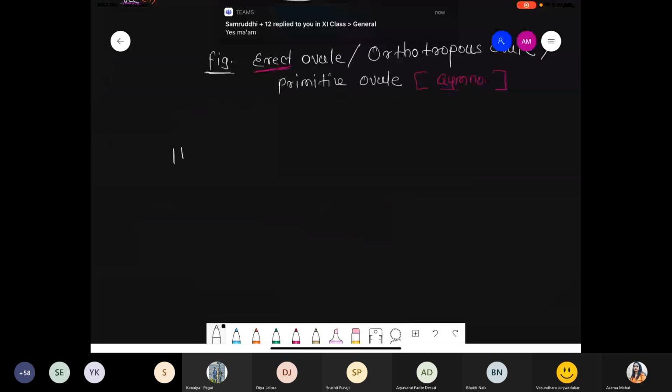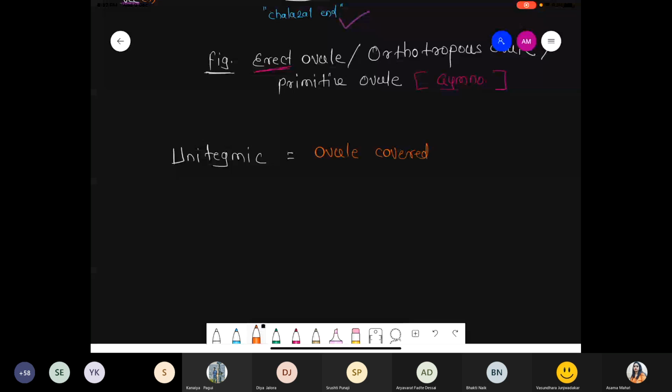Unitegmic means what? That is, the ovule is covered with, protected with only a single integument layer. Only a single integument layer. That's why it is called unitegmic. Uni means single, tegmic means integument.